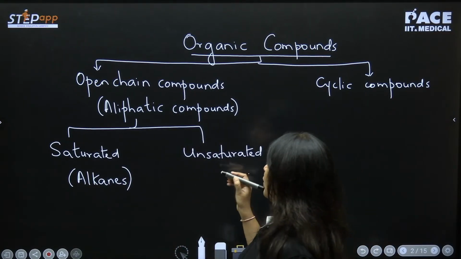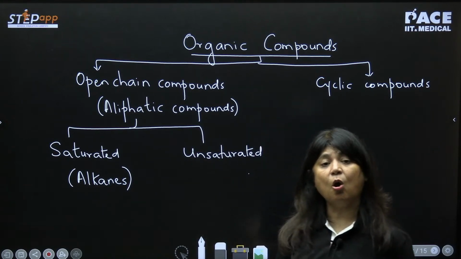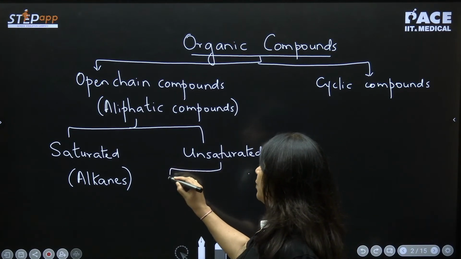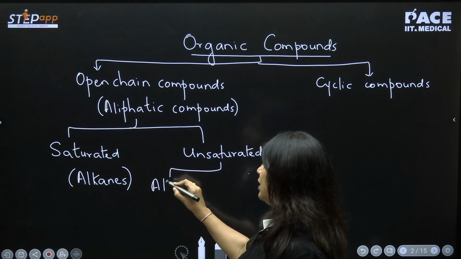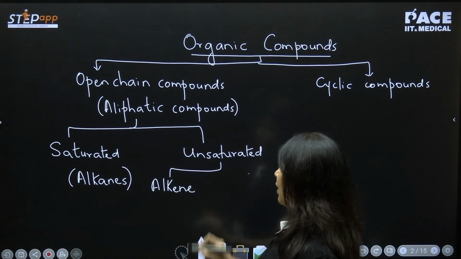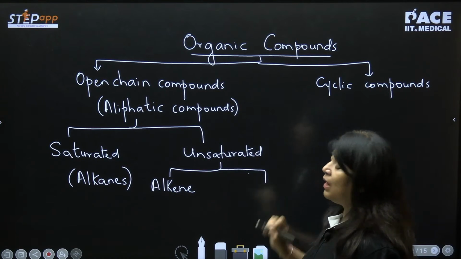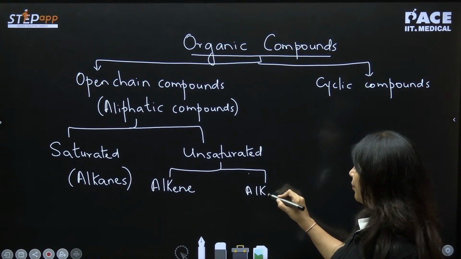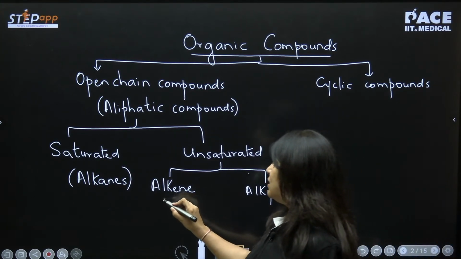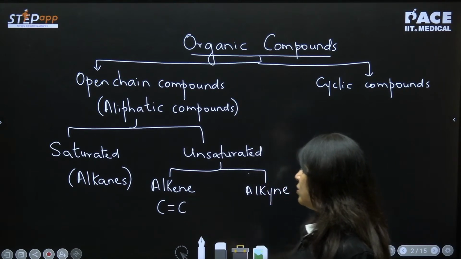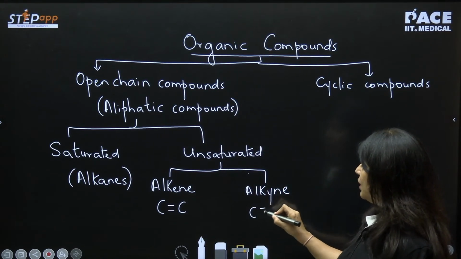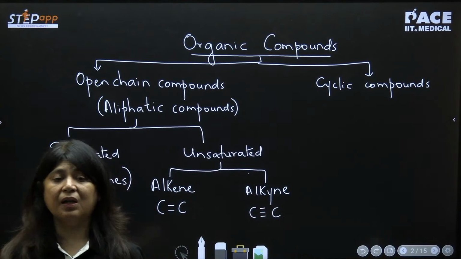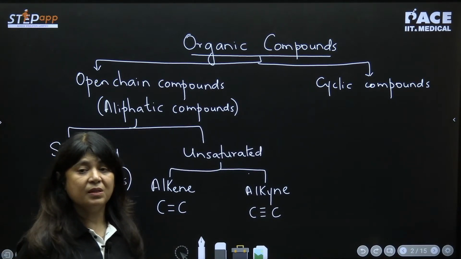Unsaturated means it could have either a carbon-carbon double bond or a carbon-carbon triple bond present in the compound. If you have a carbon-carbon double bond present, then the molecule is classified as an alkene. And if the molecule has a carbon-carbon triple bond present, then it is classified as an alkyne. So alkenes are molecules having carbon-carbon double bonds. Alkynes are molecules having carbon-carbon triple bonds. Okay. Saturated compounds won't have any carbon-carbon double or triple bond present in them.